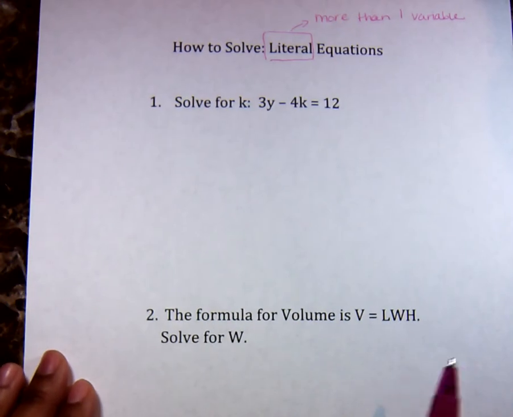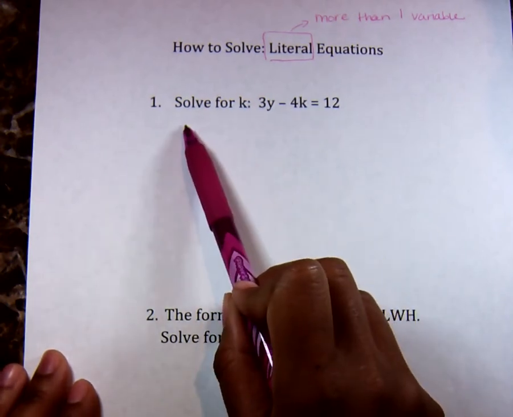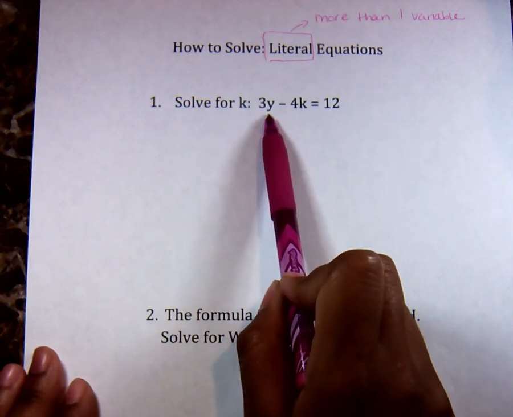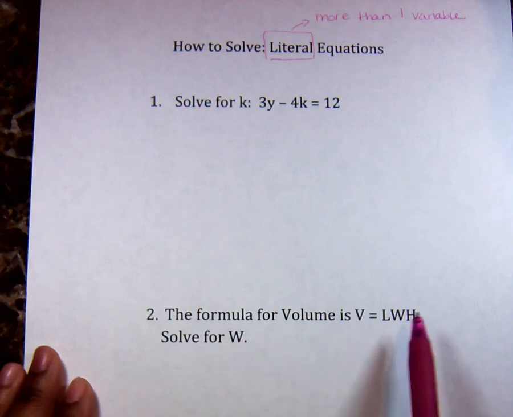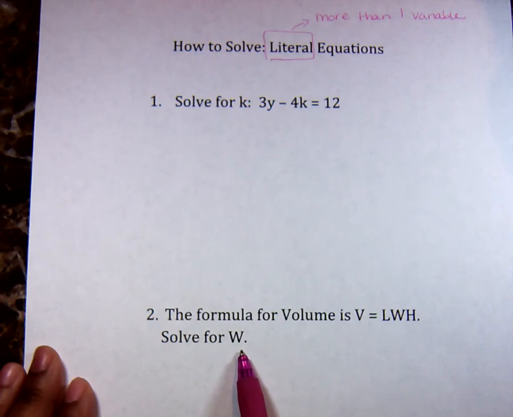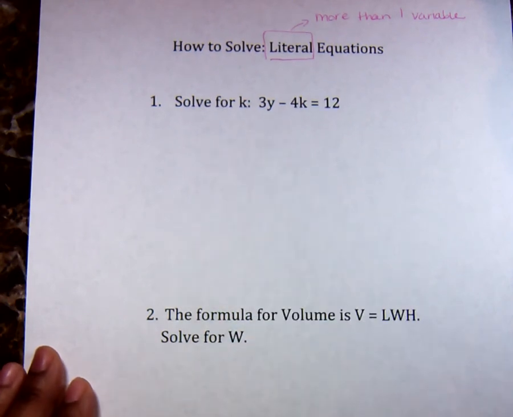So as we see here, for number 1, we have solve for k. I have to indicate in this case that you need to solve for k because we have two variables, y and k. And as we see for number 2, the formula for volume is V equals LWH. And then in this case, we have 1, 2, 3, 4 variables. Therefore, it's very important that I let you know which one I want you to solve for. And it says solve for W. But before we start to do number 2, let's go back to number 1.